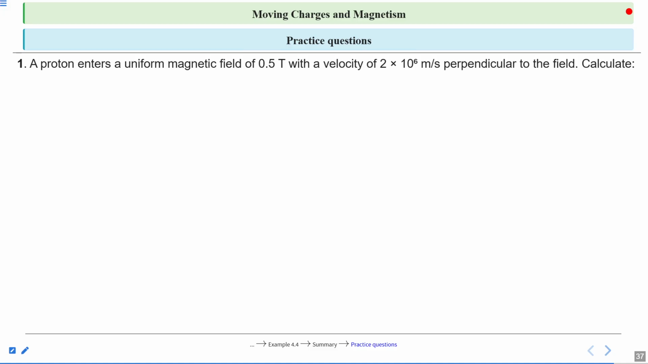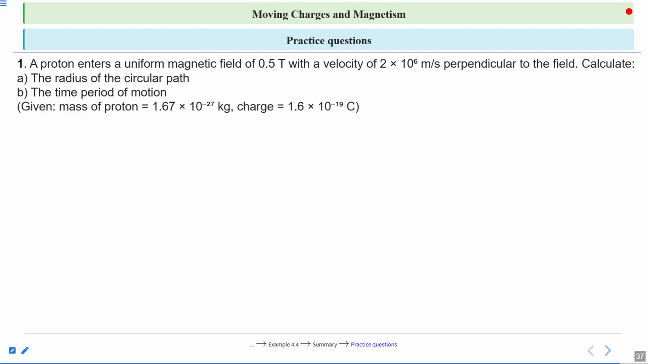Okay, these are some practice questions you have to solve yourself for your practice. A proton enters a uniform magnetic field of 0.5 Tesla with a velocity of 2 into 10 to the power 6 meter per second perpendicular to the field. Calculate A, the radius of the circular path, and B, the time period of the motion. Given mass of the proton 1.67 into 10 to the power minus 27 kg and charge 1.76 into 10 to the power minus 19 coulomb.